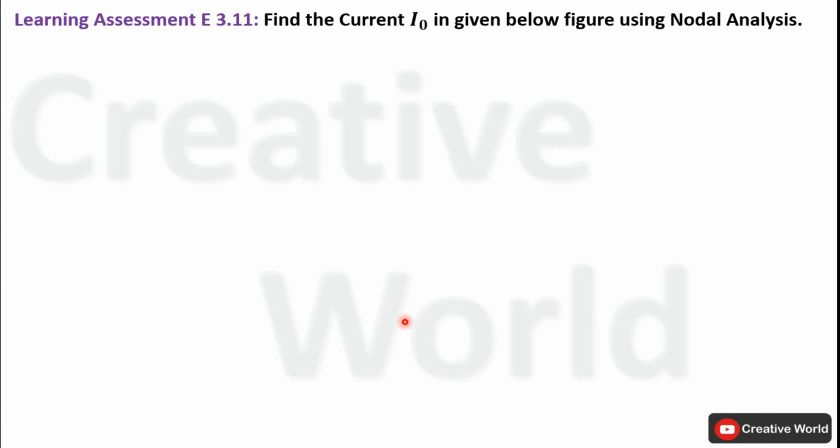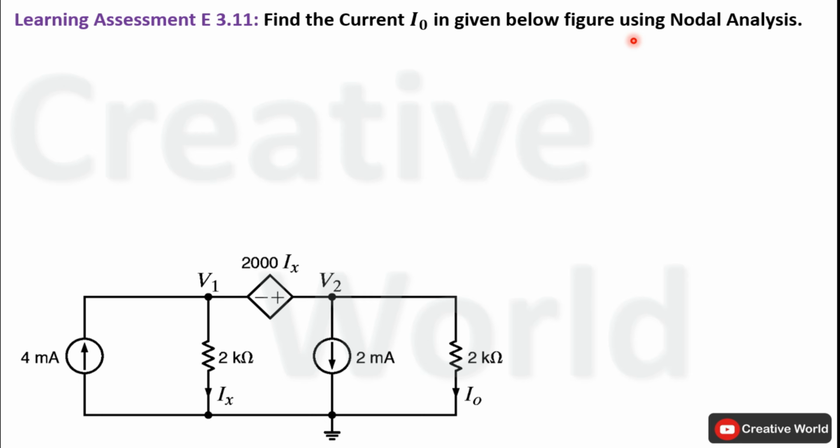Learning Assessment E3.11. Find the value of current I0 in the given figure using nodal analysis. This is the circuit diagram of the given problem. Inside this network, we have to find the value of the current through this 2 kilo ohm resistance labeled as I0. So without wasting time, let's proceed towards the solution.